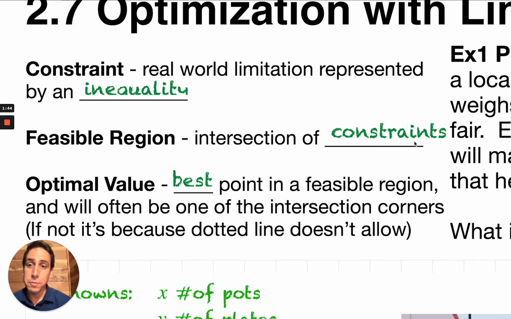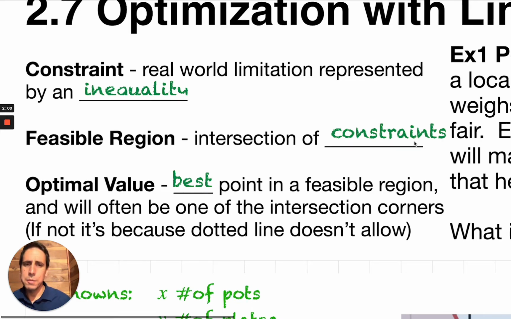And the optimal value is going to be the best point in a feasible region and will often be one of the intersection corners. Best, how do you know what best is? Often by price, like it's the cheapest, or maybe it's the highest profit, the highest amount of money. Let me show you what I mean.